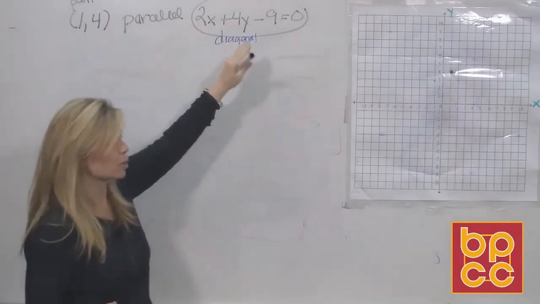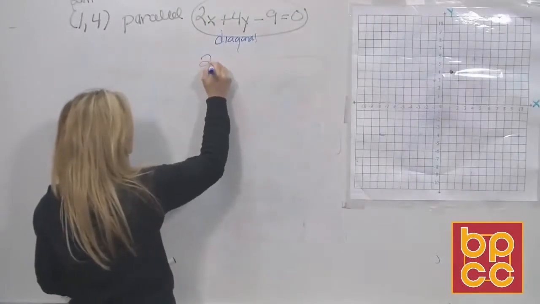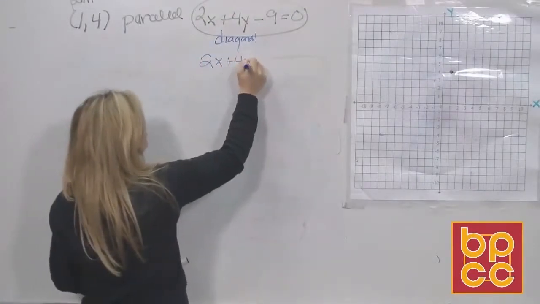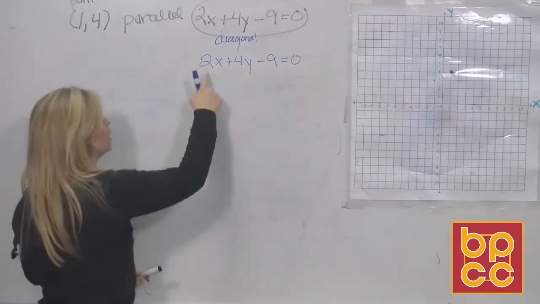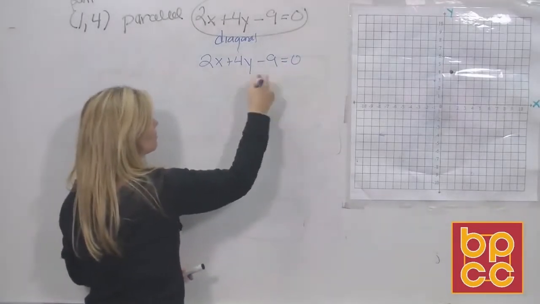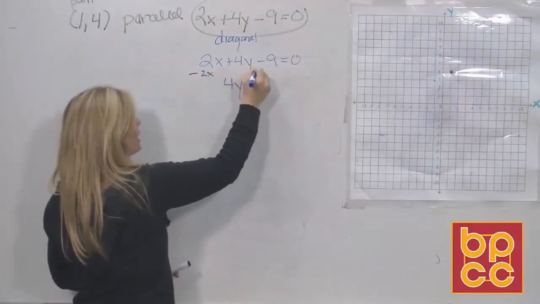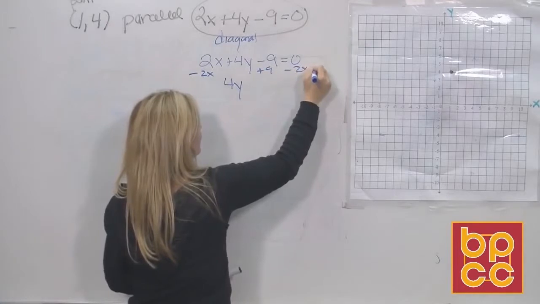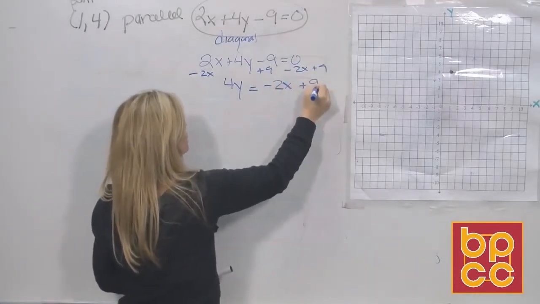So what I want to do is draw that line on here for you to see it. So just to review, let's get it in slope-intercept form. To get this equation in slope-intercept form, we want to get y by itself. So we're going to subtract 2x, and we're also going to add 9. And by now, I think you can all do that in your head. So we got 4y equals negative 2x plus 9.